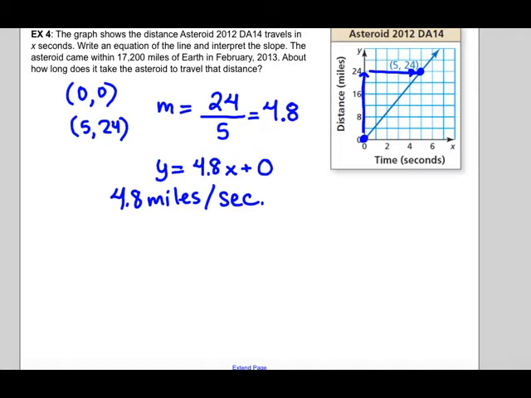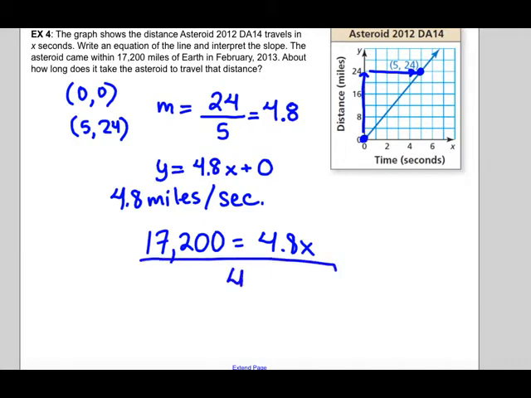It says the asteroid came within 17,200 miles in February 2013. About how long does it take the asteroid to travel that distance? Okay, so if this is my equation, and my miles is my y, I'm going to plug in 17,200 for my y value, and I'm going to solve for my x by using inverse operations. And this is why I converted it to a decimal, because it was a terminating decimal, which means it's easy to solve and put in decimal form. We don't have to round.